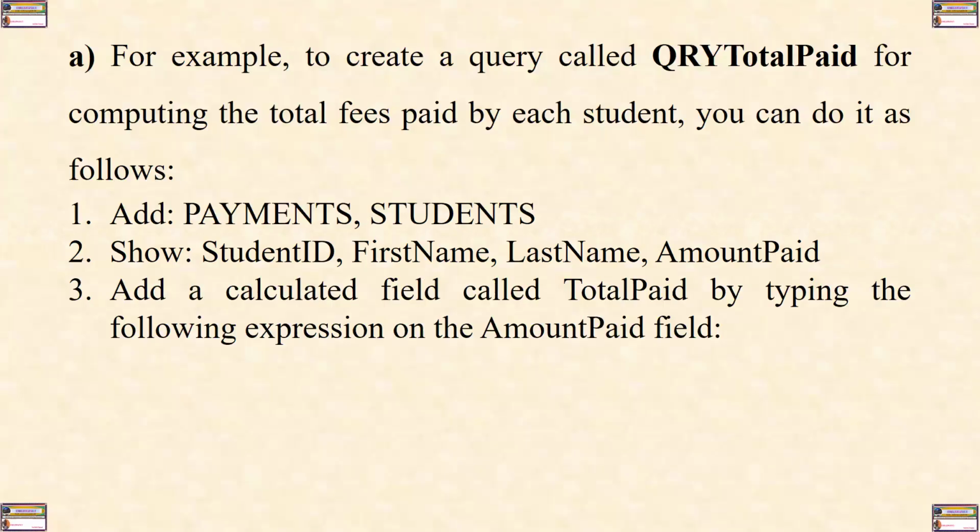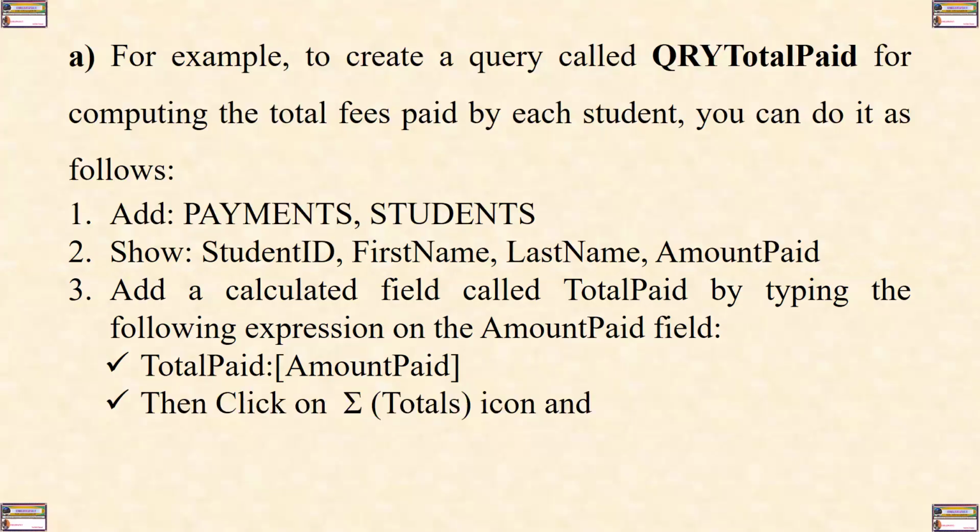Once you've done that, you add a calculated field called, for example, Total Paid, by typing the following expression on the Amount Paid field. So this is how you do computations in your database. You type a field called Total Paid, and then you choose the Amount Paid field. Once you've done that, you have typed the name Total Paid, and you have selected the Amount Paid field.